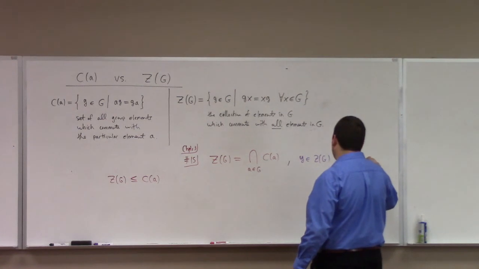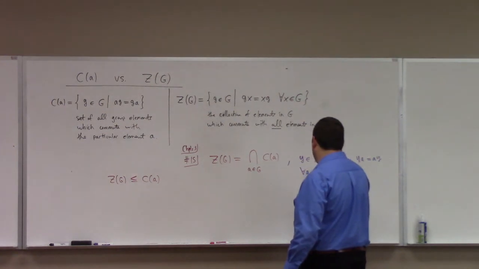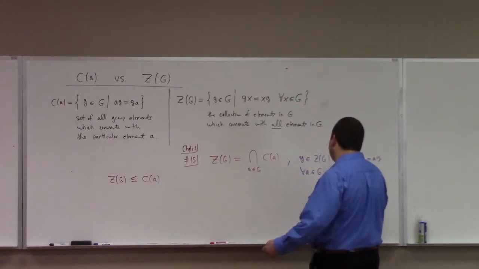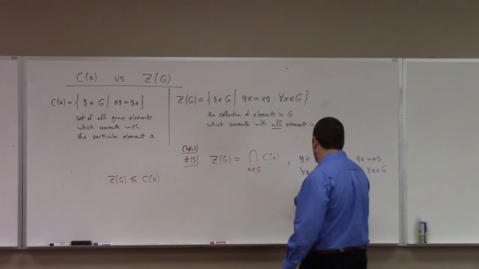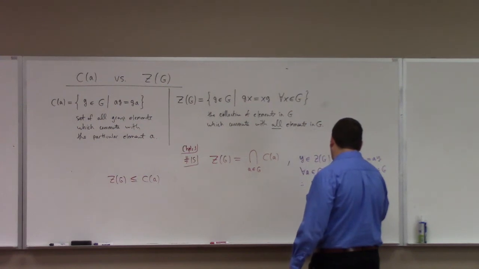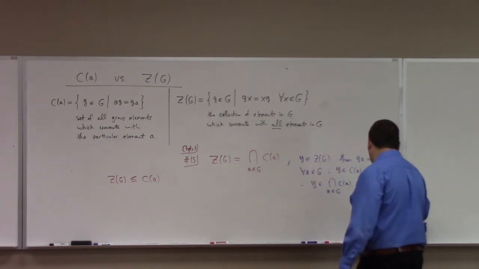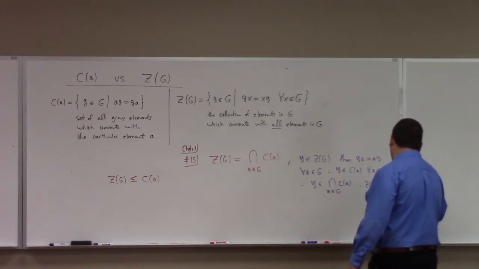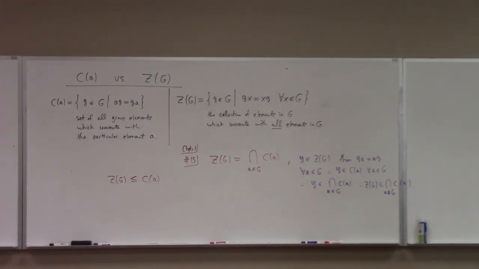I would say y a equals a y for all a in G. Therefore, y is an element of C of A for all a in G, right? Therefore, y is an element of the intersection. What's it take for something to be in an intersection? It has to be in everything forming the intersection, right? So that's the case here. Therefore, the center of the group is a subset of the intersection of the centralizers. That's half of the homework problem. What's the other half?